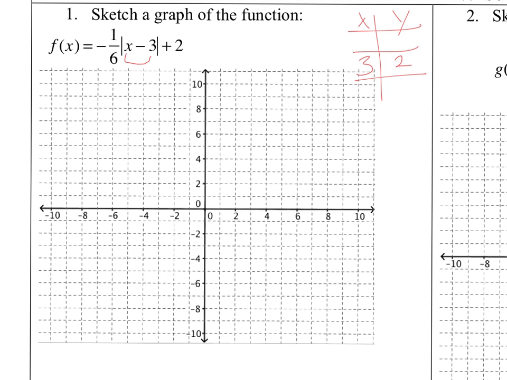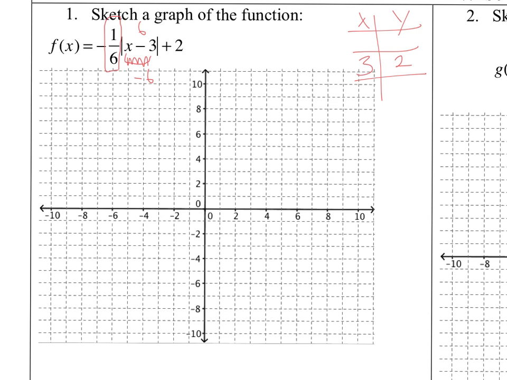I happen to notice that I've got a 1/6 in front. In fact, I have negative 1/6. I'm feeling a little bit on the lazy side. I don't want to graph fractional points. So I know if I can make this thing equal some kind of 6, either 6 or negative 6, my life's going to be a little bit easier. So what I'm going to try to do is figure out some values that'll make that happen.